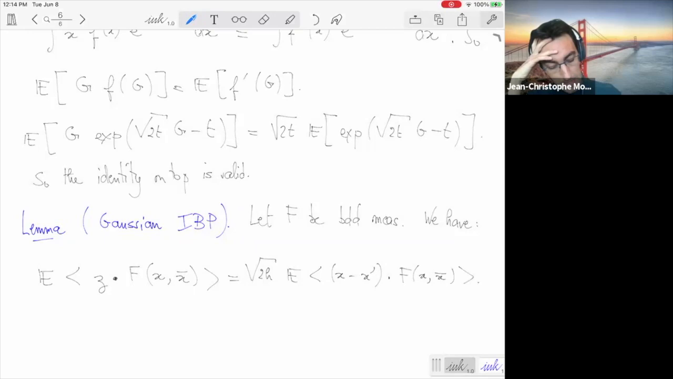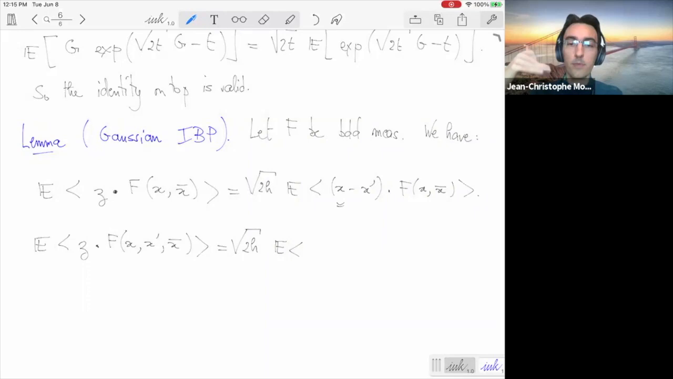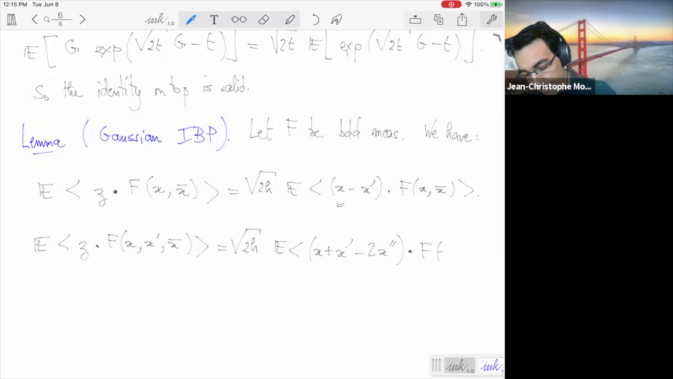And similar formulas also hold for two replicas. Maybe it's not entirely obvious what the generalization is, but we'll see in a second why this makes sense. What happens is that the x should be replaced by x plus x prime, and then it's minus some independent copy of that thing. So it should be x plus x prime minus x double prime minus x triple prime that shows up. So it's going to be x plus x prime, and then I can just write minus twice x double prime. It's the same as writing minus x double prime minus x triple prime. This is the formula.